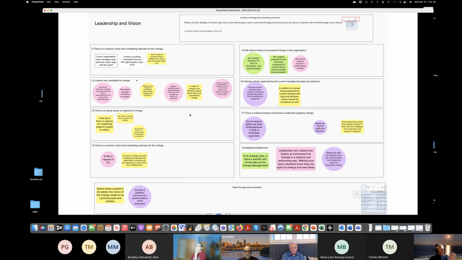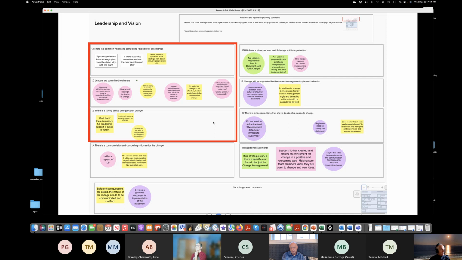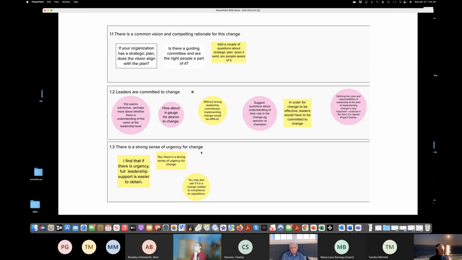This is the feedback that came from one of our meetings, and is an example of how we would like people who are interested in contributing to our efforts to finalize this assessment tool to provide their input this way. This is just to give you a little bit more idea what the comments were like. People said, well, this is an additional question that they wanted to add. This was a question: is there a guiding committee, and are the right people a part of it? These are the comments that people were putting in.